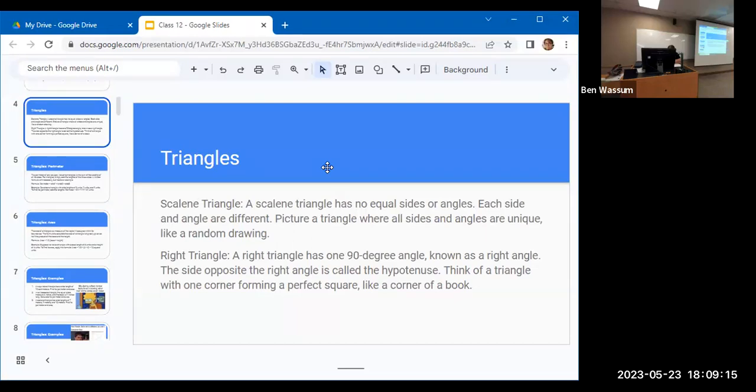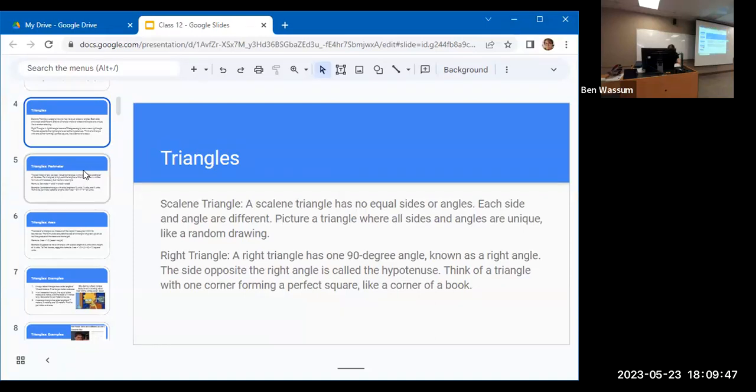And then a right triangle, which you find yourself using the most in math classes. A right triangle has a 90-degree angle, which is a right angle. The side opposite the right angle, so straight across, is called the hypotenuse. It says, think of a triangle with one corner forming a perfect square, like the corner of a book. So those are just the types of triangles there are.